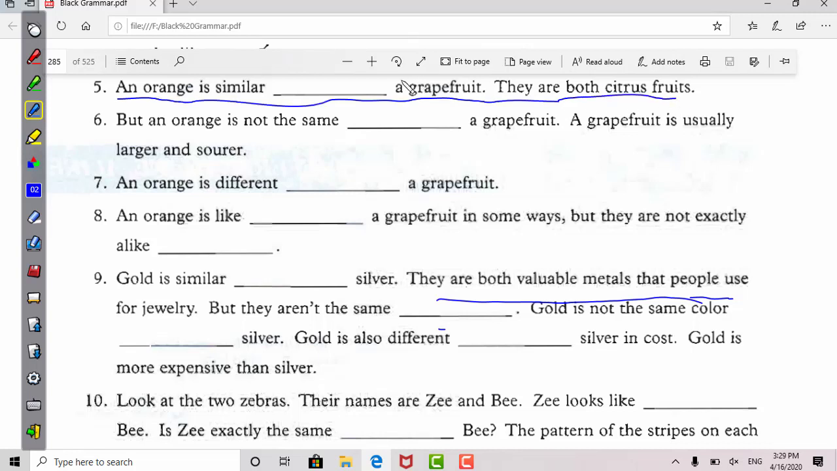So remember, when you use similar, you must use what? Of, to, or from. Yes, you will use "to" over here. So the answer is "to". So that's why you answer: an orange is similar to a grapefruit. They are both citrus fruits. But an orange is not the same. It's not the same. Ayo, you answer what? Look at this first.